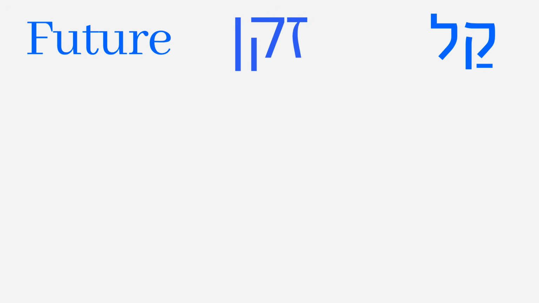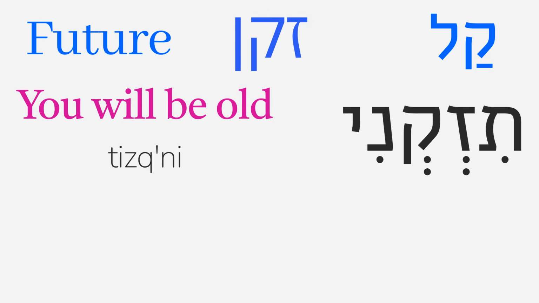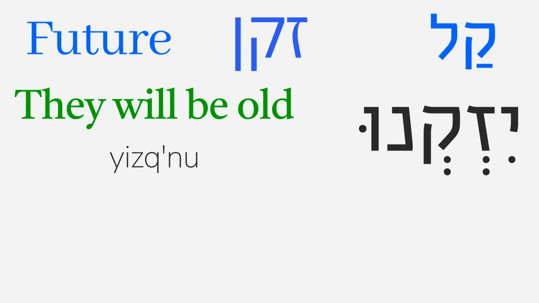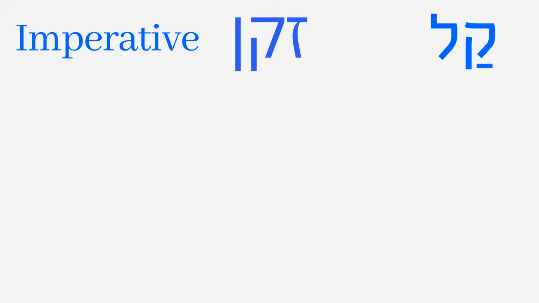The other forms of the future tense shorten the last vowel and add endings. Tiskeni, you will be old feminine singular. Tiskenu, you will be old masculine plural. And yiskenu, they will be old. Since we've shortened the vowel that changed to a shva, these forms are just the same as those of non-stative verbs. The imperative has the same vowel change as the future tense.